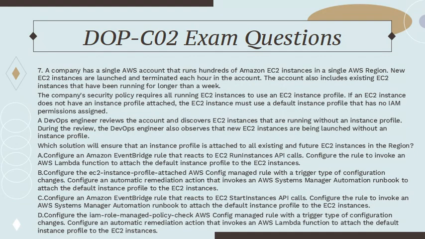7. A company has a single AWS account that runs hundreds of Amazon EC2 instances in a single AWS region. New EC2 instances are launched and terminated each hour in the account. The account also includes existing EC2 instances that have been running for longer than a week.